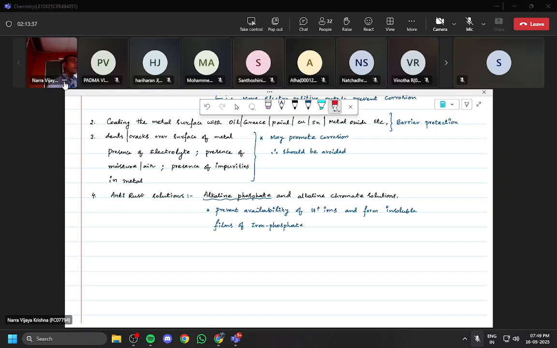Example. A major problem in vehicles is radiator damage, right? In order to cool the engine, there will be a radiator present in front of the vehicle. Fans will be present. They will continuously blow air over the engine. Correct or not? Of course, coolant will be there. Coolant is different, right? In addition to that coolant, this keeps blowing air over the engine so that temperature will be controlled, right?